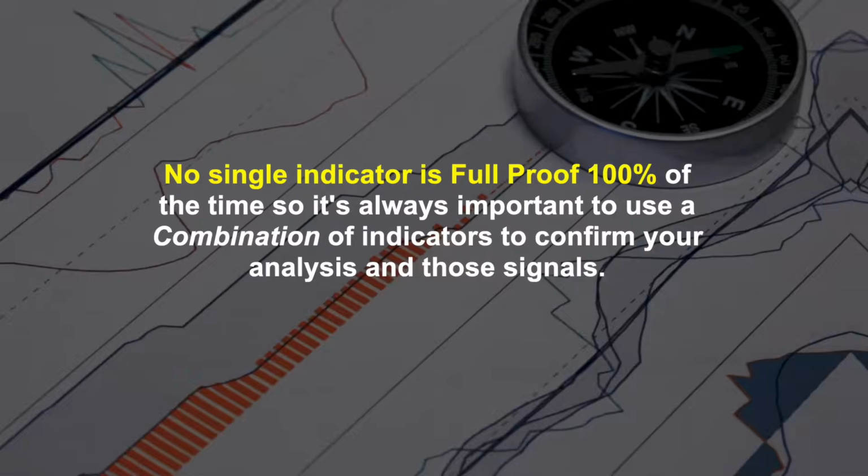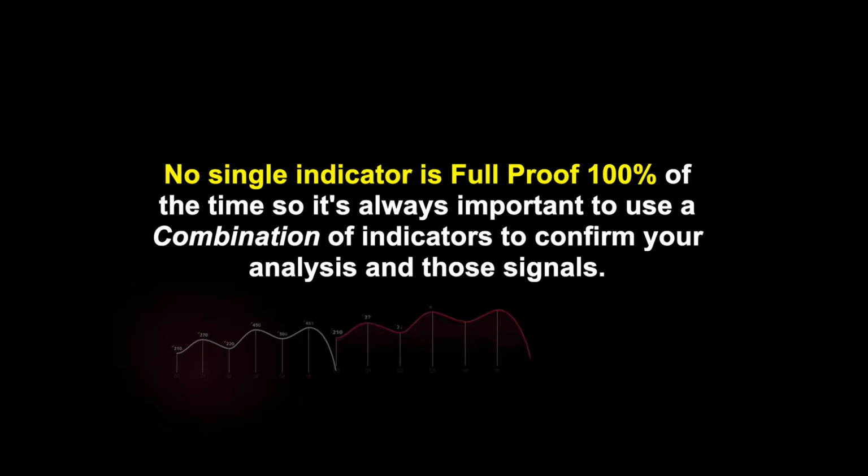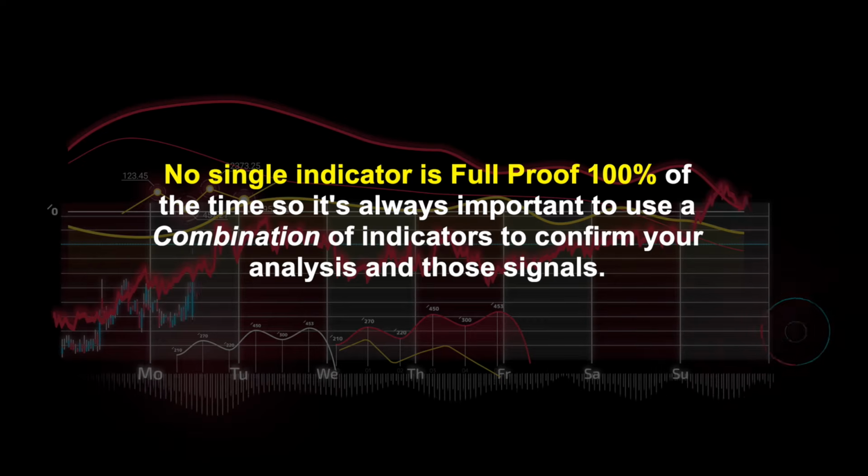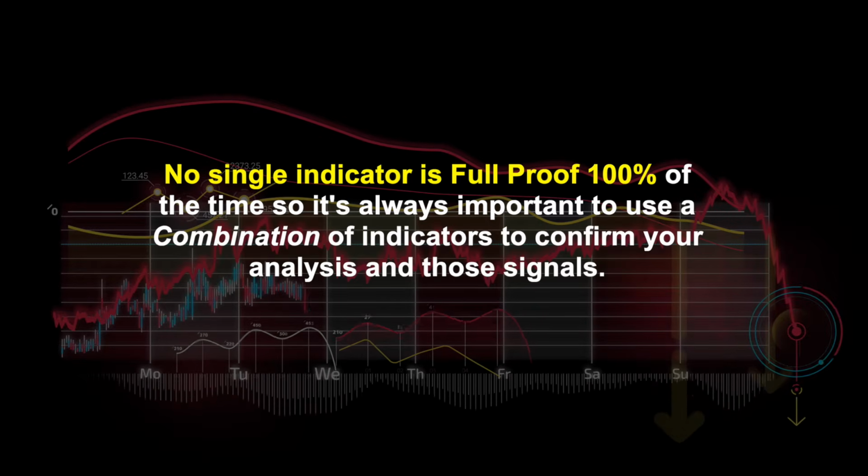In this video, we're going to be getting into the sauce behind successful trading and breaking down 4 main categories of trading indicators. This video is really going to give you an in-depth understanding of why you're using each one of these particular indicators on your charts. No single indicator is foolproof 100% of the time, so it's always important to use a combination of indicators to confirm your analysis and those signals.